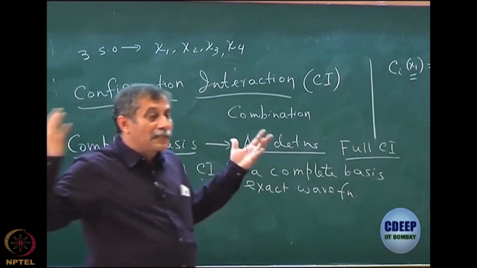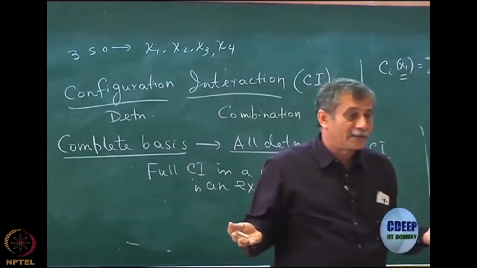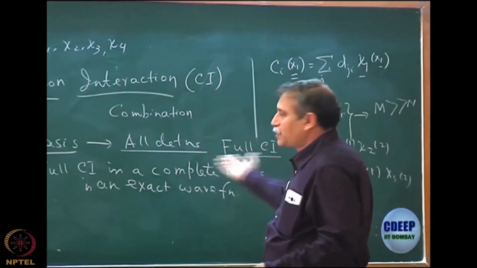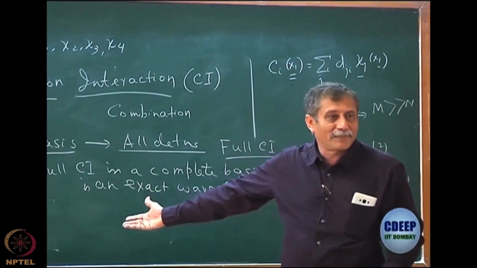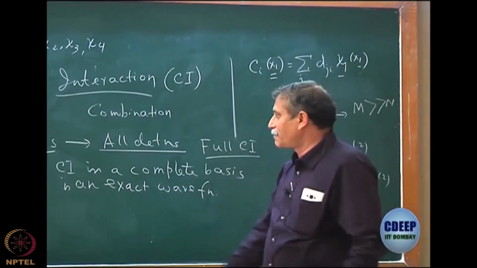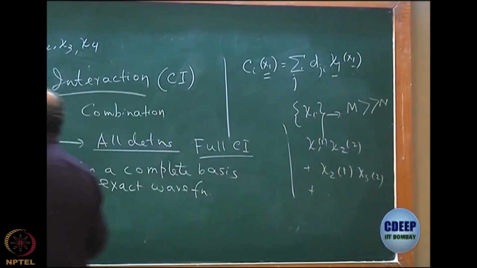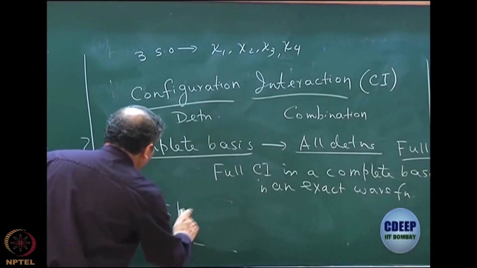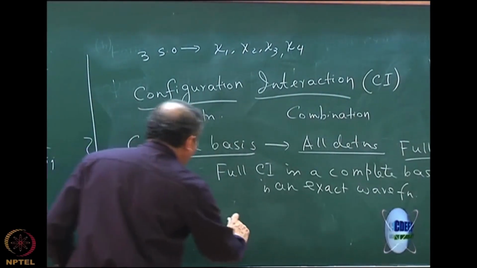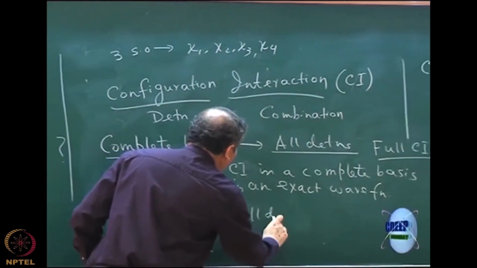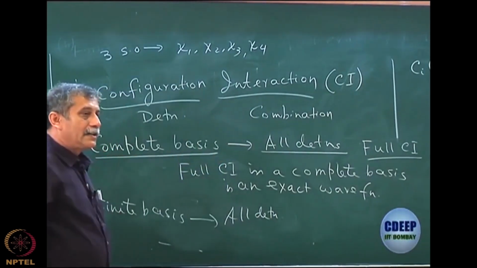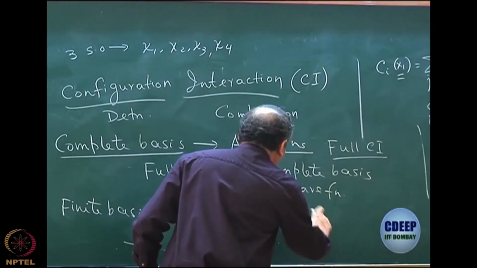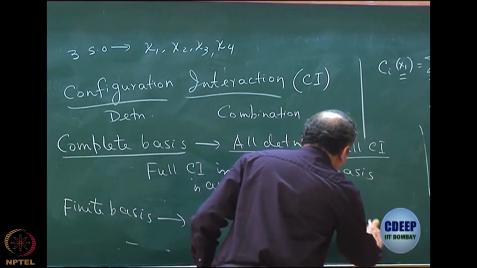Yes, basis. So, that is the problem. A complete basis can never be done because it is infinite. So, this is really a statement which has no practical relevance, because I really can't do an infinite dimensional problem. However, what is normally practiced is a finite basis. This is the normal practice, a finite basis, and then I can take all determinants within the finite basis, and this is still called full CI in this finite basis.